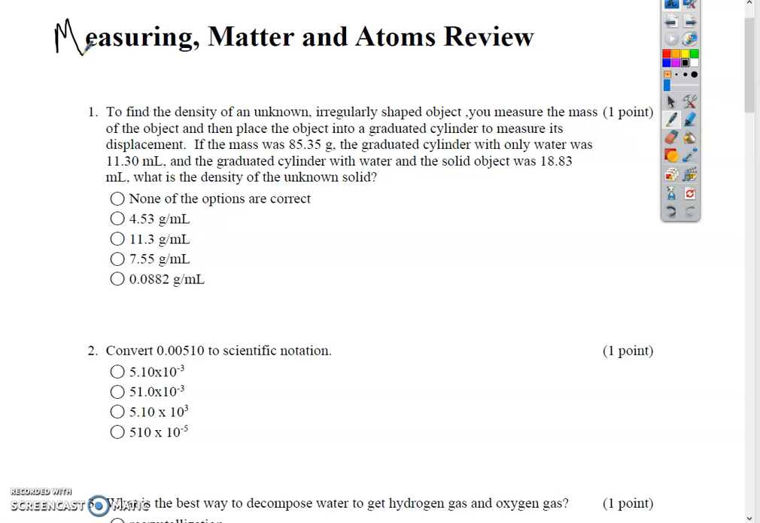So when we are working with density, density is mass divided by volume. The mass is real easy. It just gives us that in the problem. You have 85.35 grams. Now the volume takes a little bit more effort.